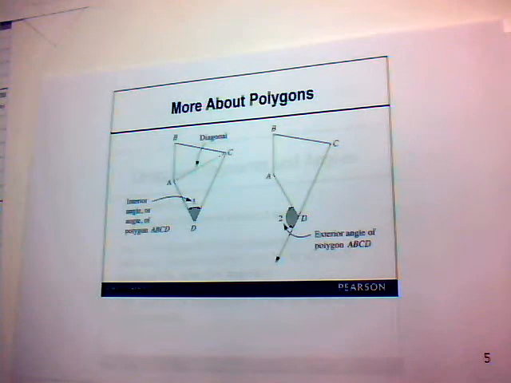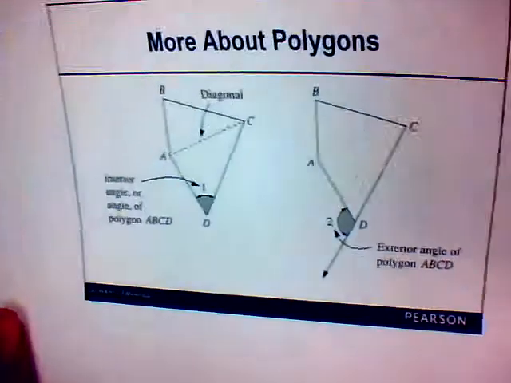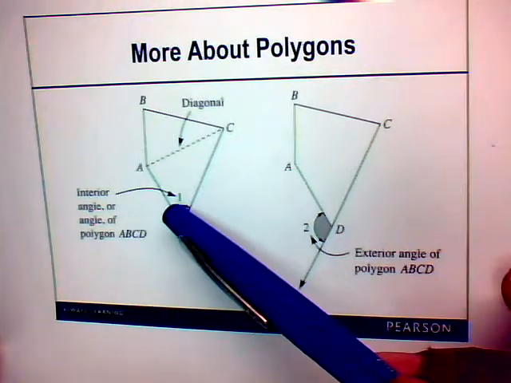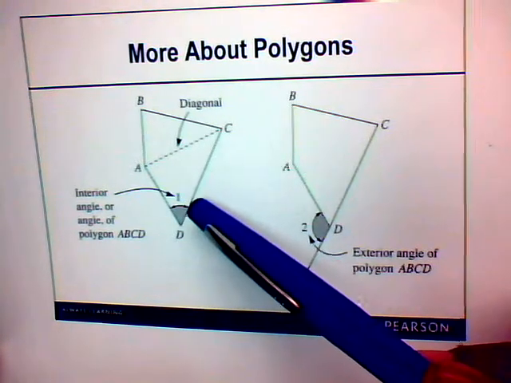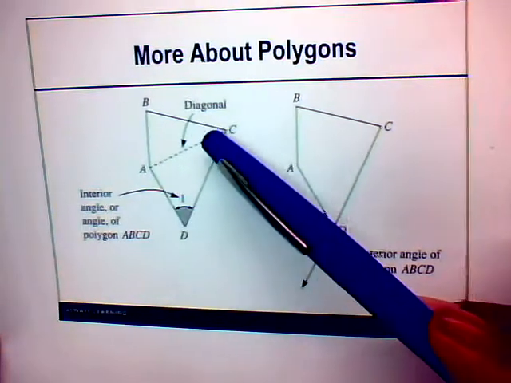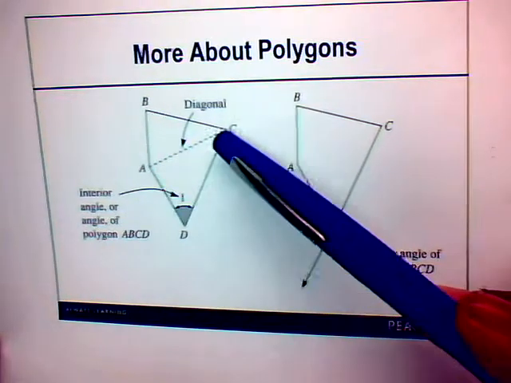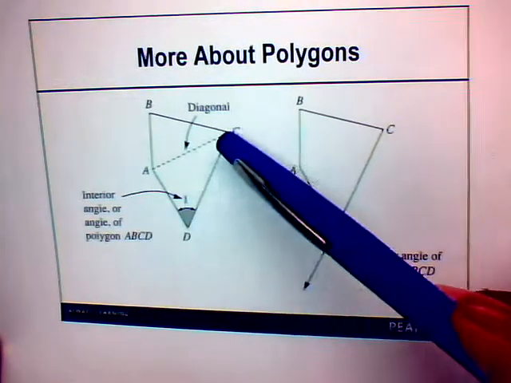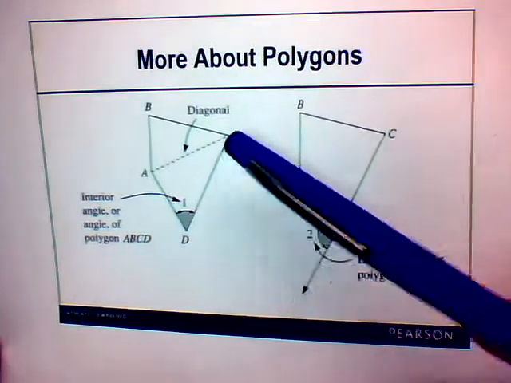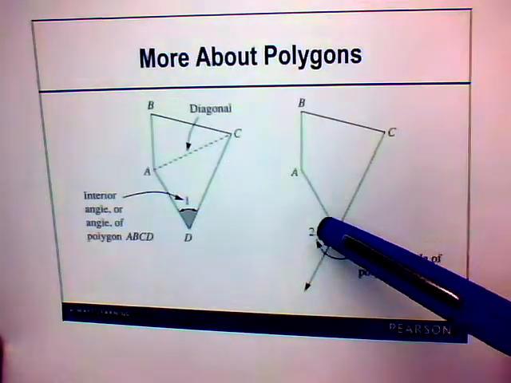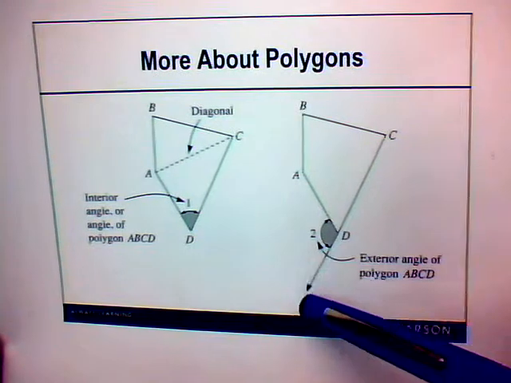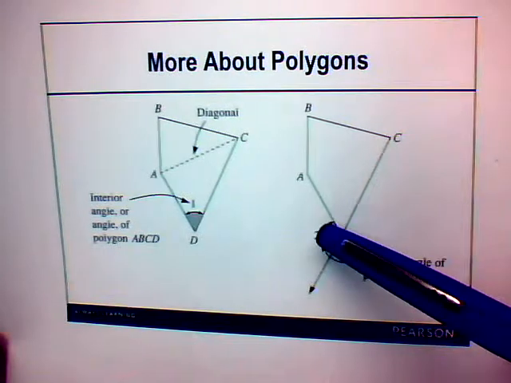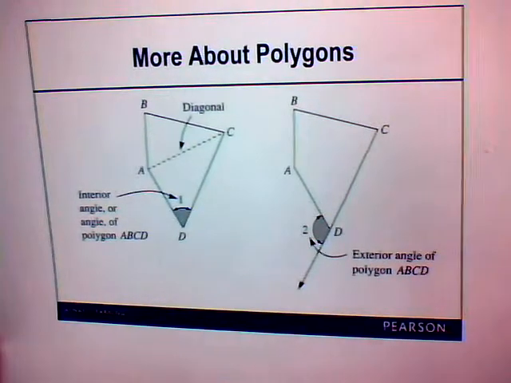Okay. And in this illustration here, you can see what the interior angle looks like. That's the angle that's on the inside of the polygon. And the diagonal is a line segment connecting 2 non-consecutive vertices. So A is being connected to C. That's a diagonal. Here's your exterior angle. It's on the outside. If you extended line segment CD to look like this, then angle 2 would be your exterior angle.